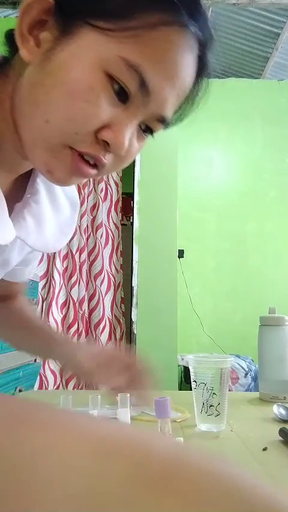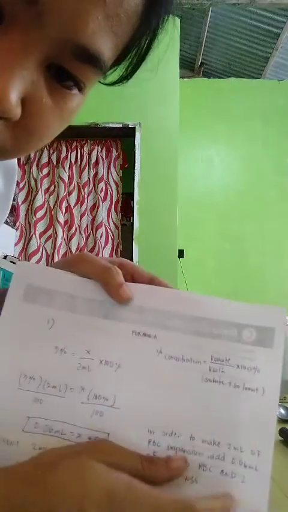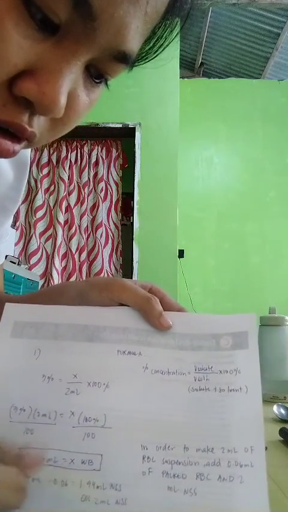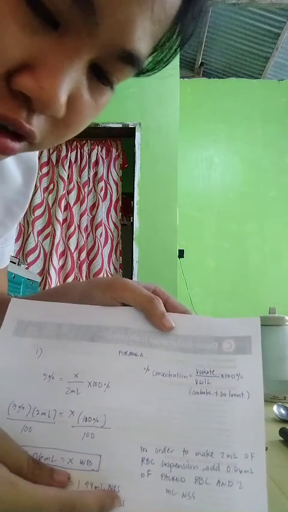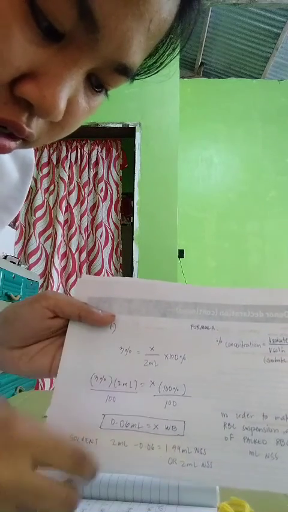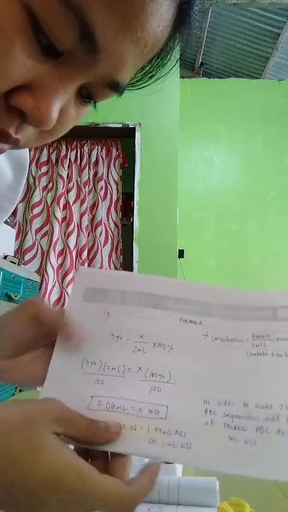So we need to solve first. We have here the formula. Percent concentration is equals to volume of solute over volume of solution times 100%. So for question number 1, 3% is equals to x over 2 ml times 100%. The 3% here is the RBC suspension, while the 2 ml is the solute concentration.